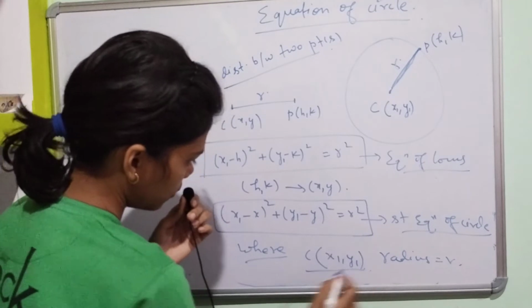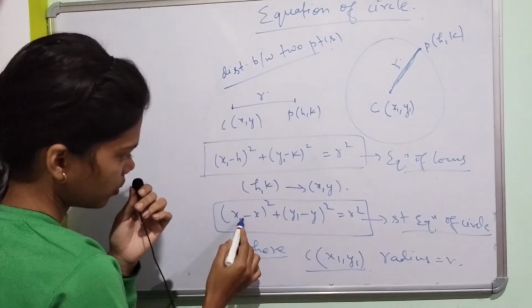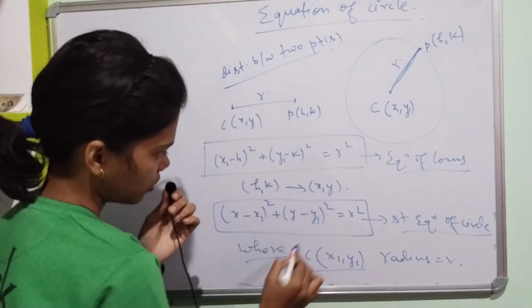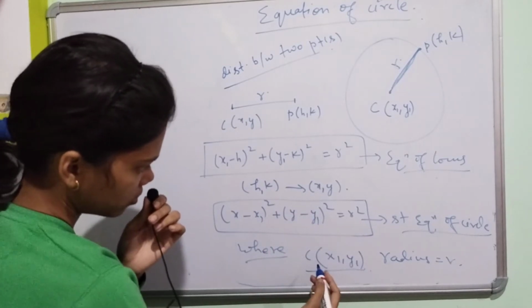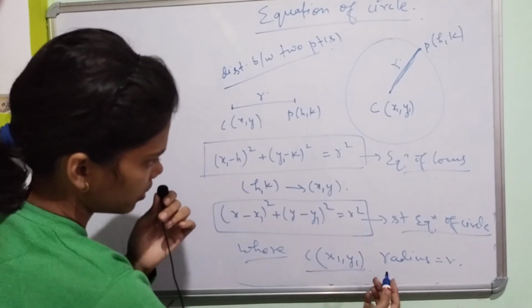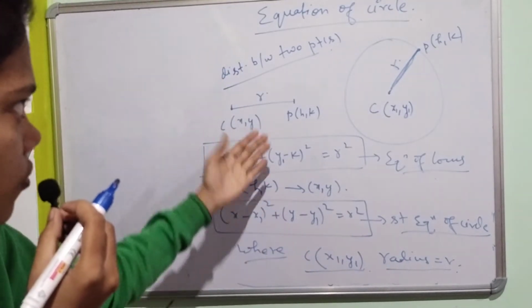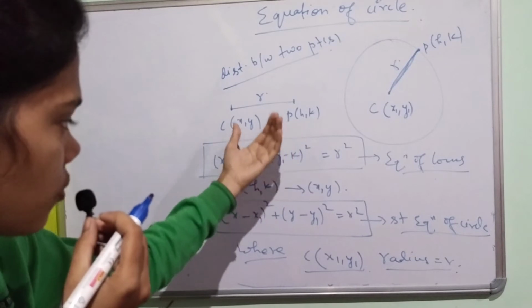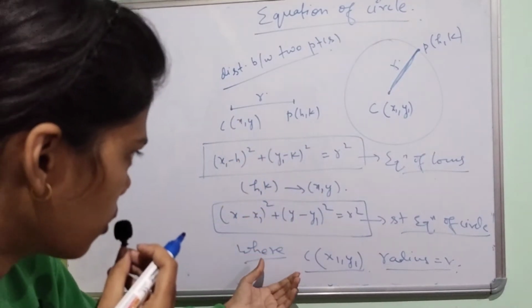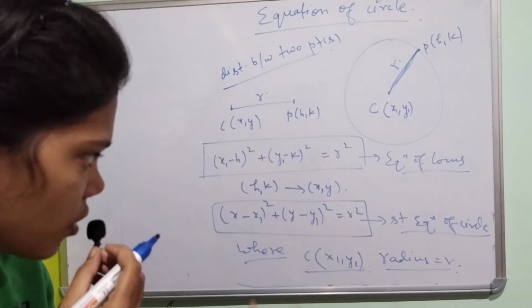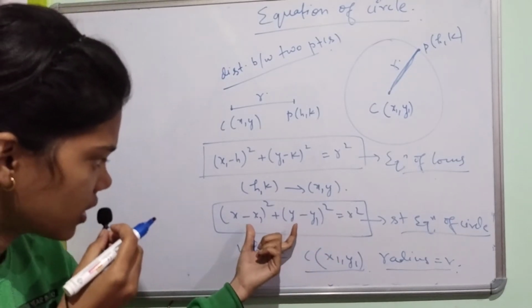Center is (x1, y1). We can write it as (x − x1)² + (y − y1)² = r², where the center is (x1, y1) and the radius is r. So this is basically the standard equation of a circle, which came from the distance formula between two points.